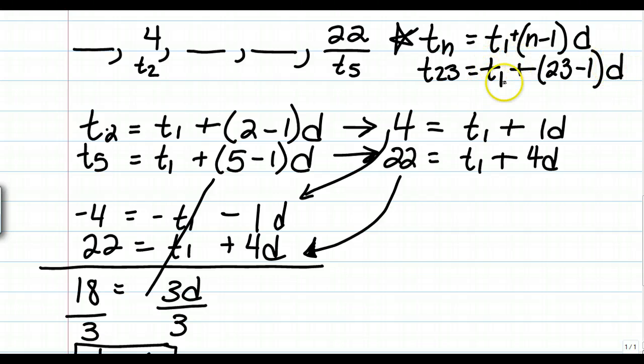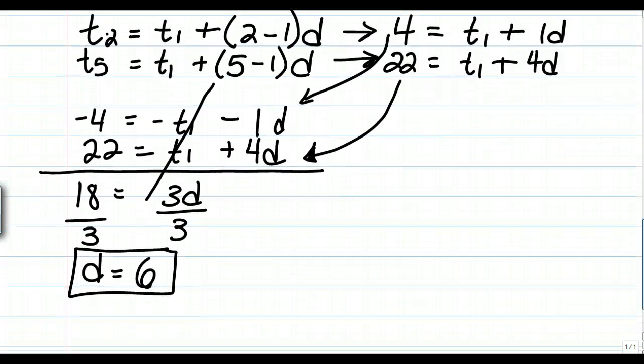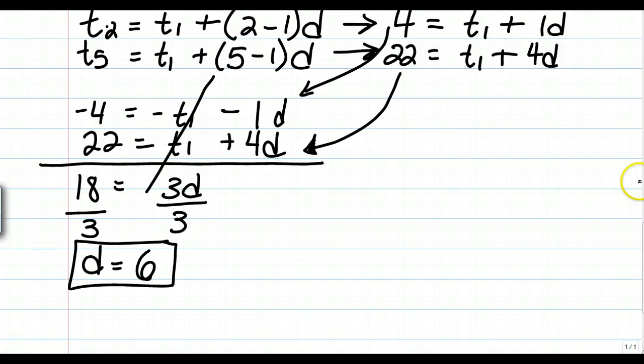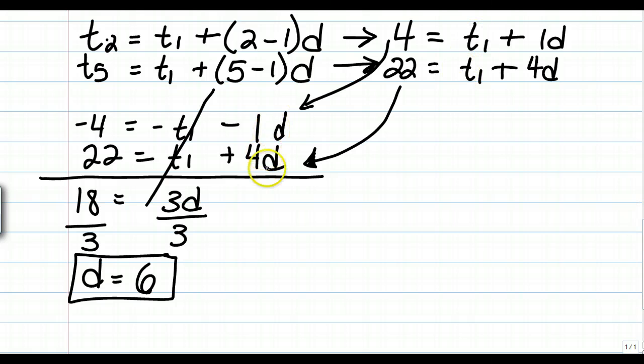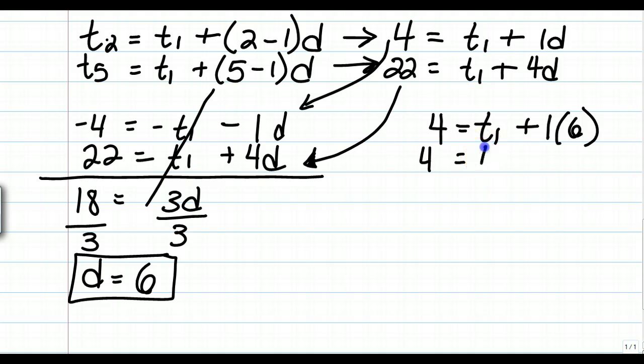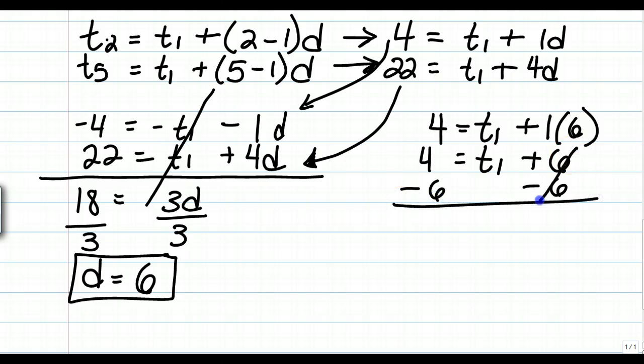So now I'm just missing what T1 is. But we're going to be able to find that because we have our two equations. So you can come back and plug it in to any of these, doesn't matter which one. I'll just choose this one. 4 equals T1 plus 1 times 6, because I'm plugging in 6 for my D. 4 equals T1 plus 6. Subtract 6. 6 minus 4 is 2. So T1 is 2.